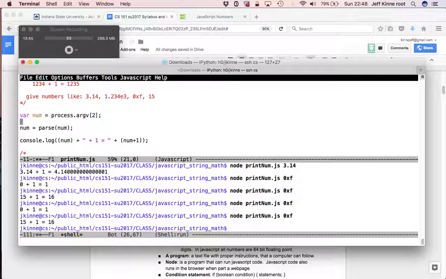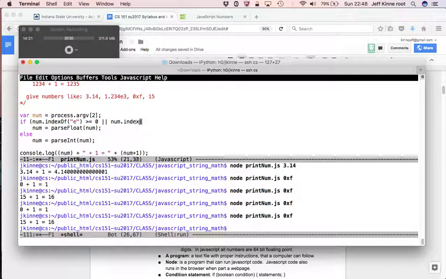We could have a test here. So if we want to say if the string here has a decimal point or an e, then we should do parse float. Otherwise, we should do parse int. So how do we find if there's an e in there? So this is one way. If this gives us something that's at least 0, so this is supposed to tell us the first position where there's an e, or num.index of decimal point is greater than or equal to 0, or I believe you can use a capital E.